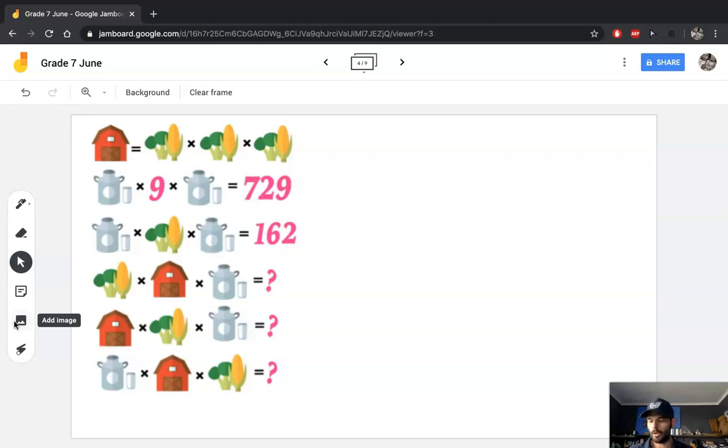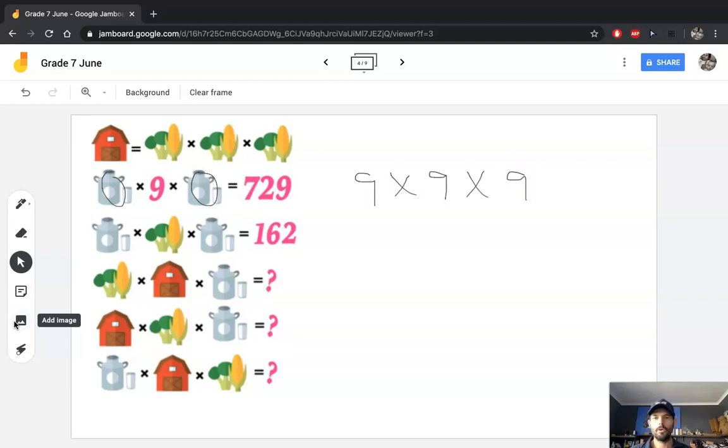I know that the two milk jugs are going to be equal to each other, and that those milk jugs multiplied together and then multiplied by 9 is going to give me 729. So I worked out 729 divided by 9, and that gave me 81. So I know that this milk jug multiplied by the second milk jug must give me 81, and I know that 9 times 9 is equal to 81, so that means that the second line is 9 times 9 times 9, and that's going to give me 81.